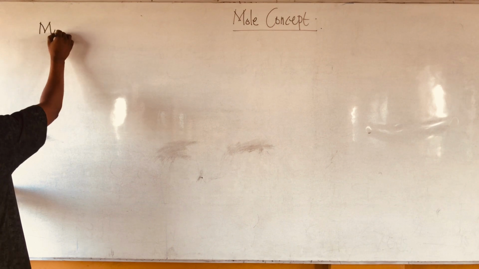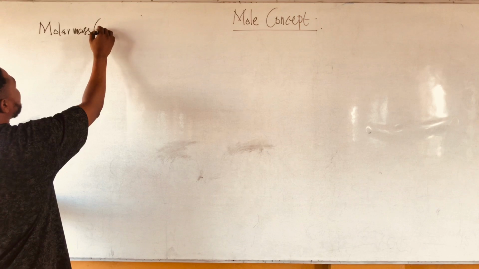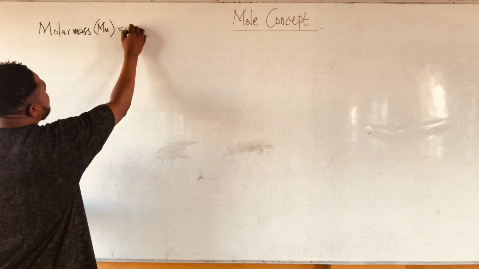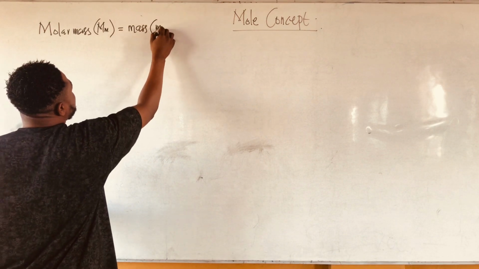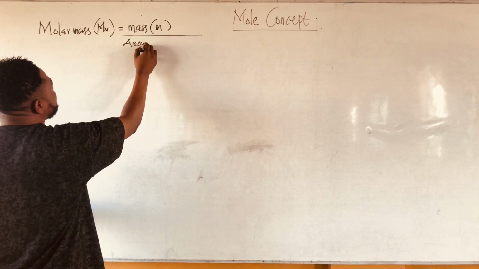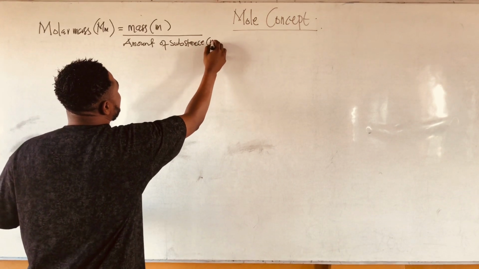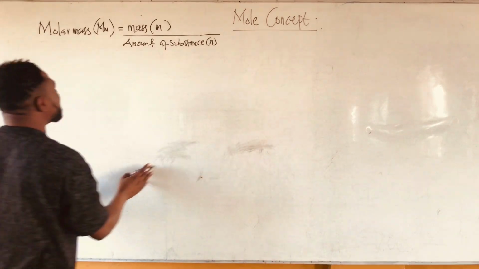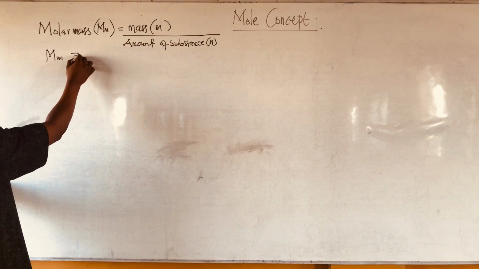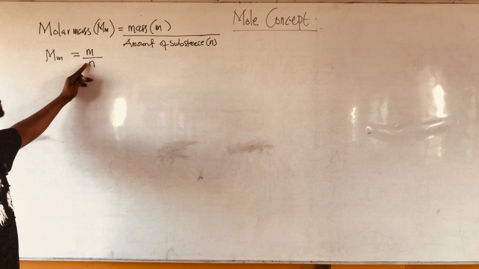From the definition of molar mass, where we say molar mass is the mass of 1 mole of any substance. Mathematically, molar mass is equal to the mass of the substance divided by the amount of substance, with the symbol small n. Then we can say that molar mass is equal to mass over amount of substance, which is n.